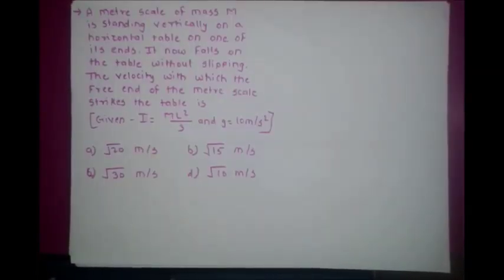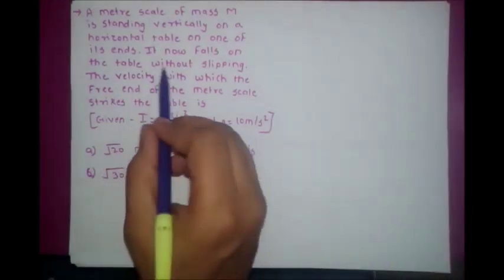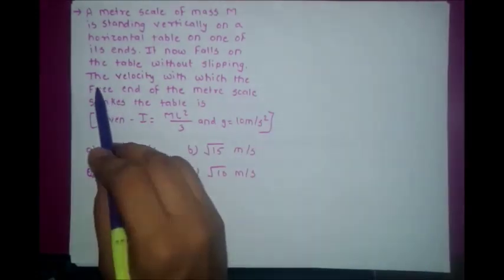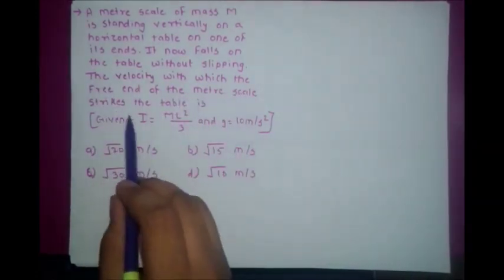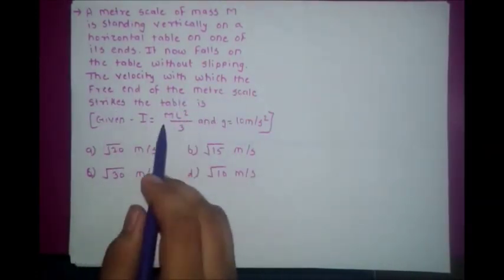A meter scale of mass m is standing vertically on a horizontal table on one of its end. It is now falling on the table without slipping. The velocity with which the free end of the meter scale strikes the table is.